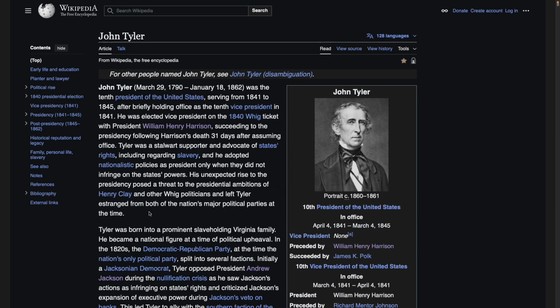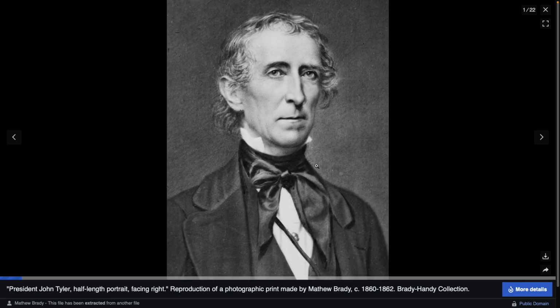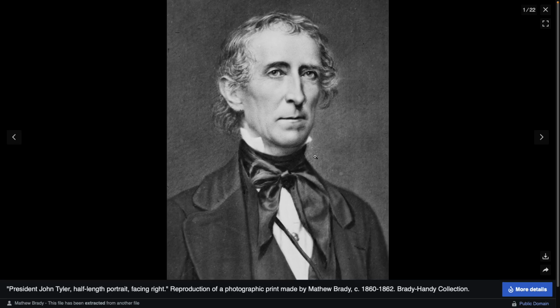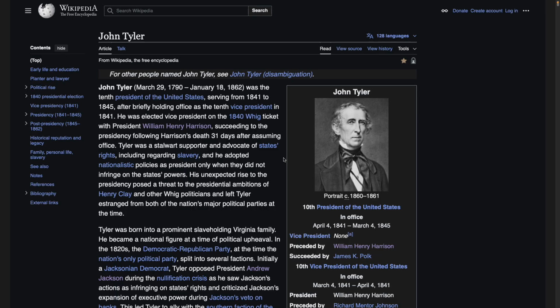Let's have a look at the pic. See the guy? There he is. Kind of long hair. You don't see that often. Kind of with the long hair almost down to his ears, it seems. It's a photographic print. Okay. Let's keep reading.